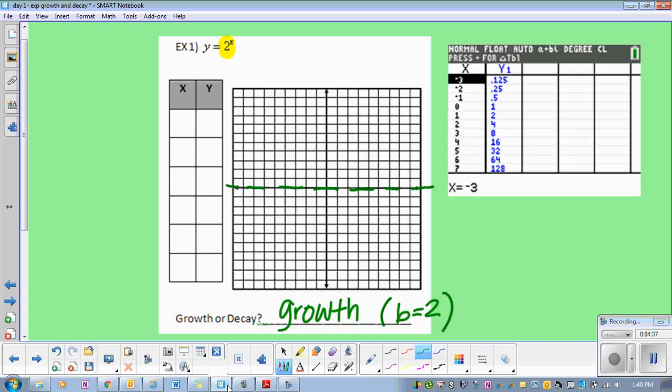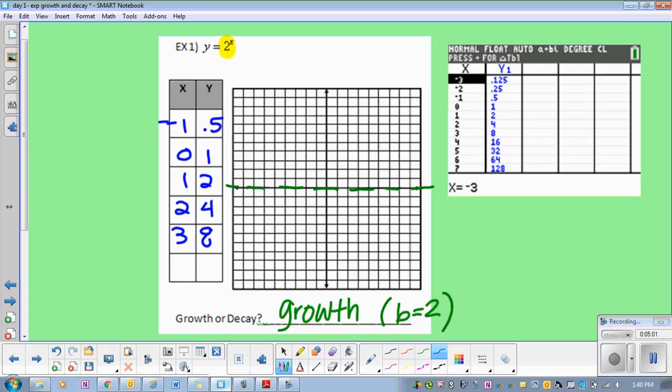And then I'm going to go to second graph and get my table. I already have my table up. Just make sure that you have the same table. And then I'm going to fill in some numbers. So I'm going to put in negative 1.5, 0, 1; 1, 2; 2, 4; 3, 8.